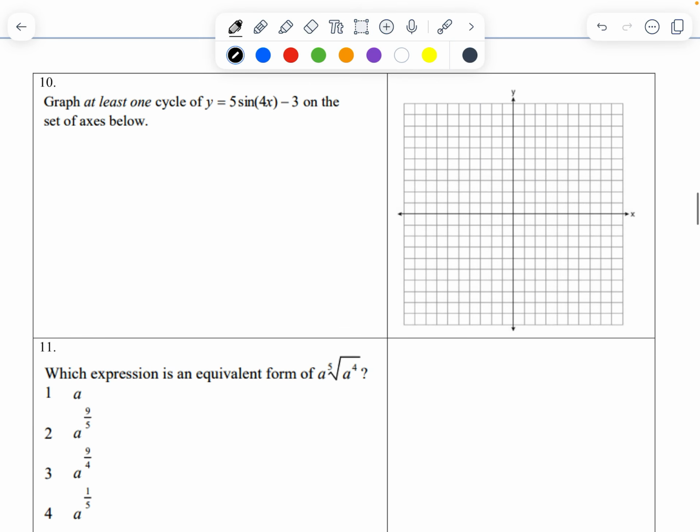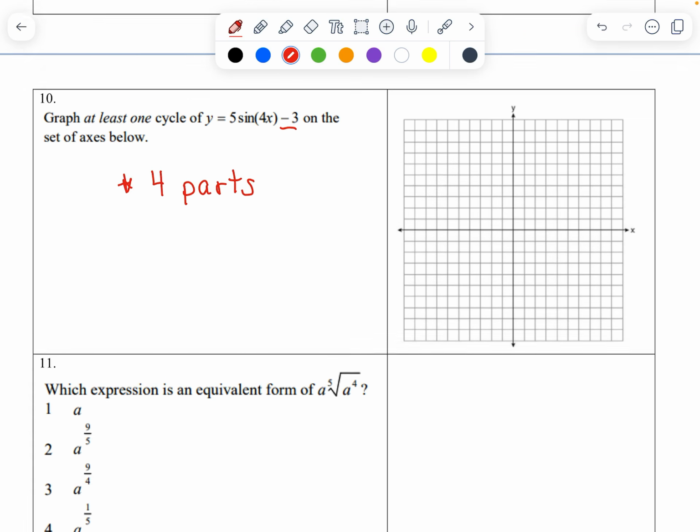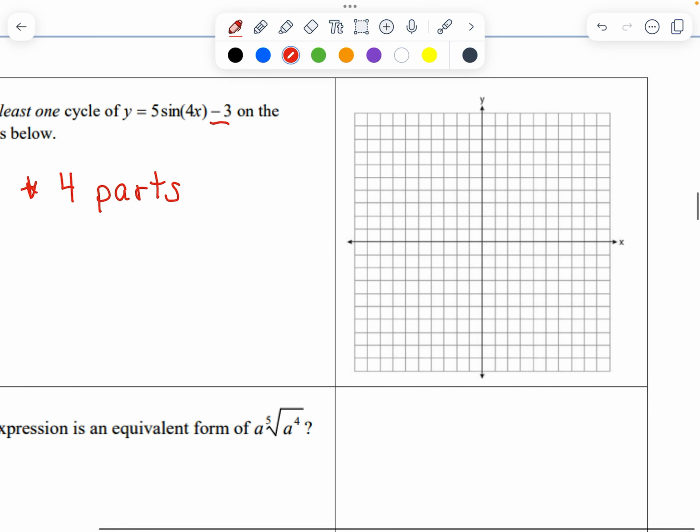Done. All right, number 10. We're graphing at least one cycle on the set of axes. So we're graphing a sine curve, and any time that you graph a sine or cosine, you are always breaking this up into 4 parts. The reason is because it came from 4 quadrants. Now the first thing that you want to do is start with your shift. So I'm going to go ahead and start with my shift. And now that I have that, I'm going to go ahead and break this up into 4 parts.